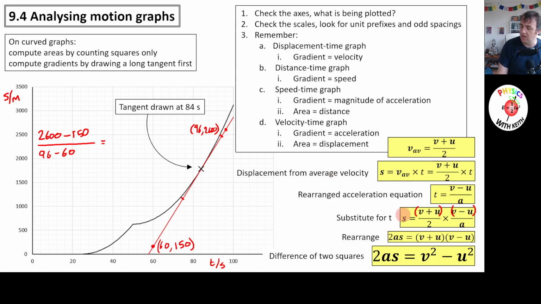But what I would say is let's multiply through by 2, multiply through by a, and you end up with 2as equals this. And if you multiply out these brackets, you end up with the difference of 2 squares. So v squared equals u squared plus 2as, which is just a rearrangement of this equation at the bottom. You do need to be able to use that equation. So you need to be able to algebraically manipulate that equation to get u, v, a, or s as the subject. So don't forget, if something is squared, the inverse function is a square root.